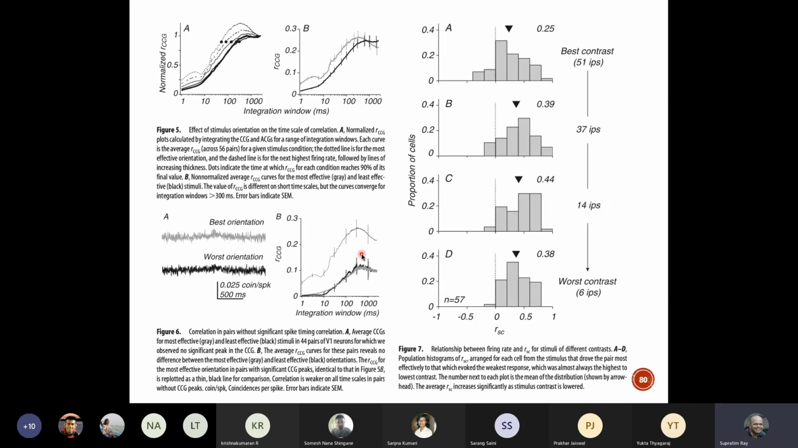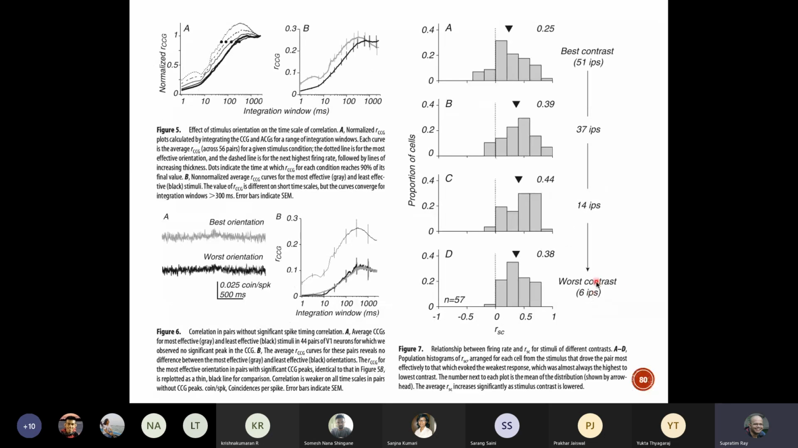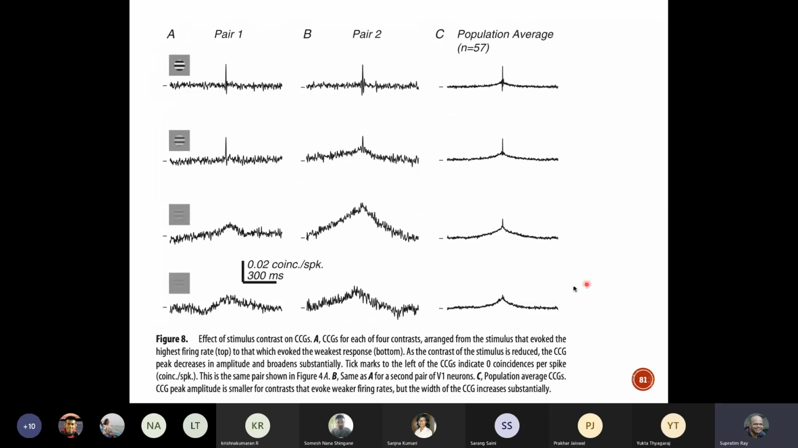So let's just look at that. Now what I'm doing is changing the contrast of the stimulus. Contrast just means the difference in luminance between the black and white portions of the stimulus. So this is a highly visible stimulus and this is a barely visible stimulus. This is what is meant by a high contrast stimulus and a low contrast stimulus.